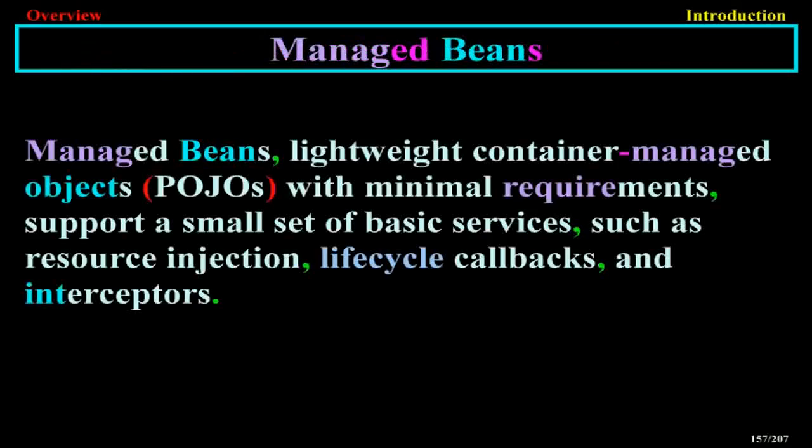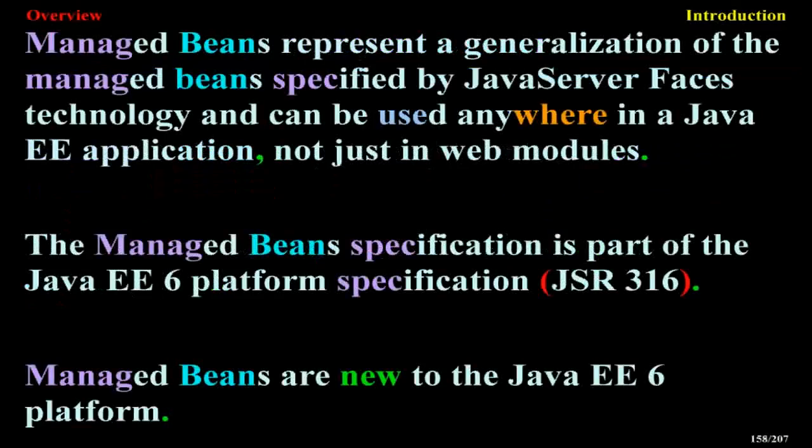Managed Beans. Managed Beans, lightweight container-managed objects (POJOs) with minimal requirements, support a small set of basic services, such as resource injection, lifecycle callbacks, and interceptors. Managed Beans represent a generalization of the Managed Beans specified by JavaServer Faces technology and can be used anywhere in a Java EE application, not just in web modules. The Managed Beans specification is part of the Java EE 6 platform specification, JSR 316. Managed Beans are new to the Java EE 6 platform.